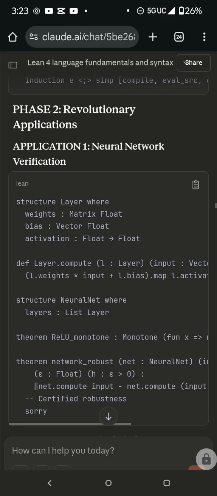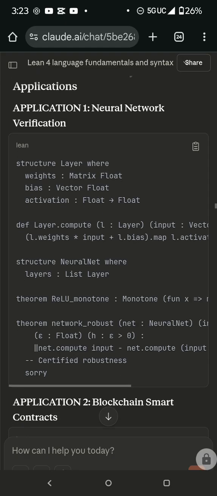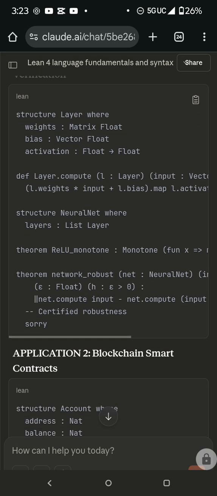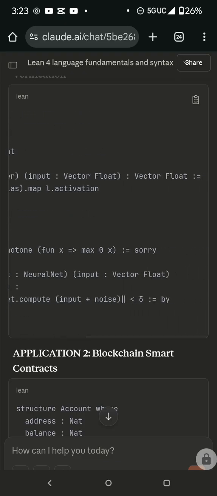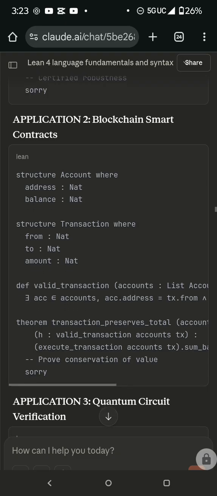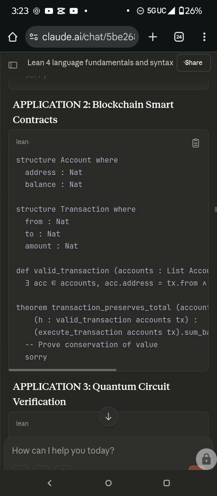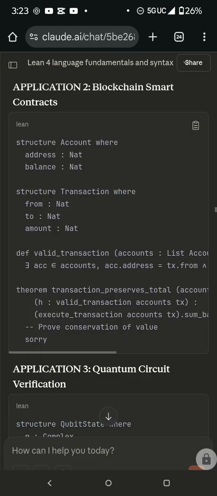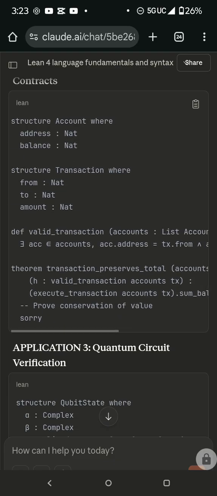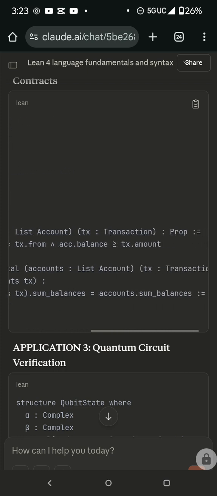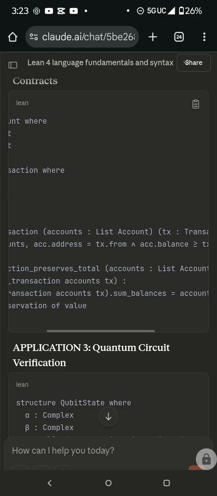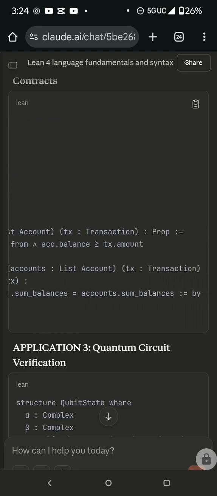Next, phase 2, revolutionary applications. Application 1, neural network verification. What? Structure layer in this manner. Something like this. At least it's conceptual or illustrative, but it might have value. Application 2, blockchain smart contracts. Structure account where like this, structure transactions like this, define things, and ultimately the theorem is shown, each as displayed here. Right? Once more like that.